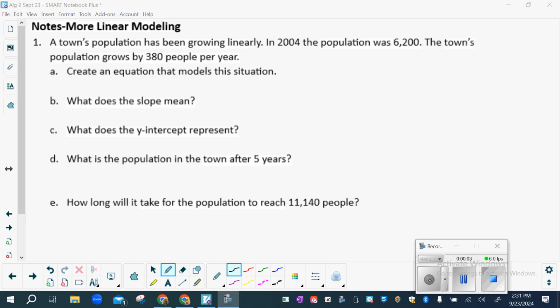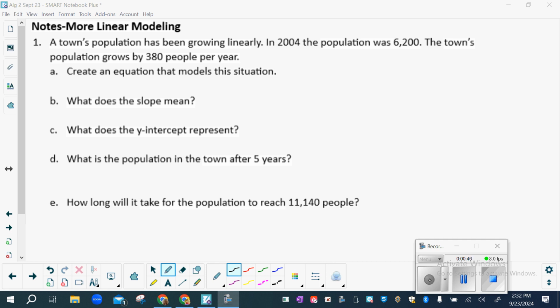Okay, so more word problems with your modeling today. The town's population has been growing linearly. What does linearly mean? Yeah, it's making the shape of a line. And in 2004, the population was 6,200. The town's population grows by 380 people per year.